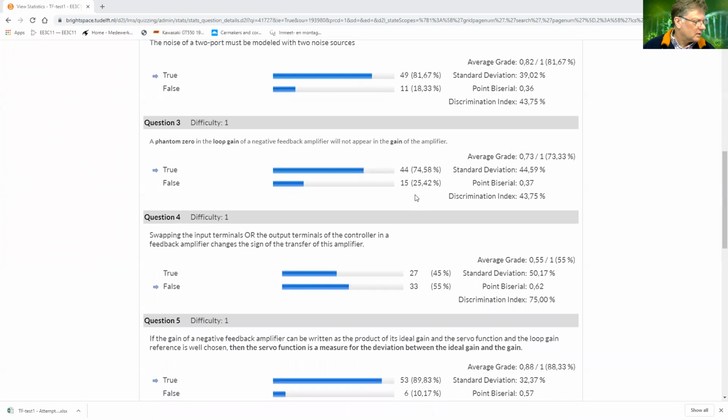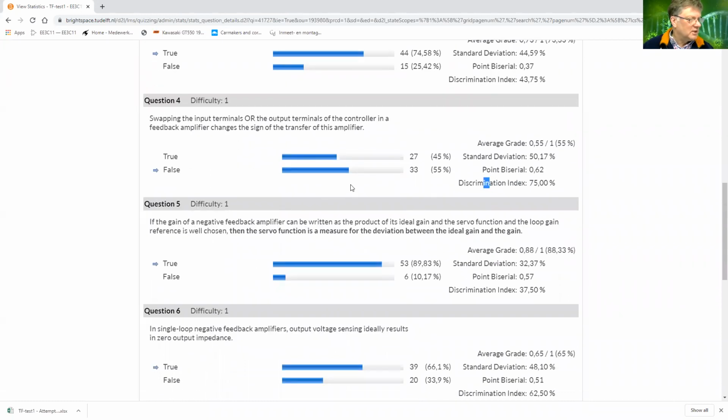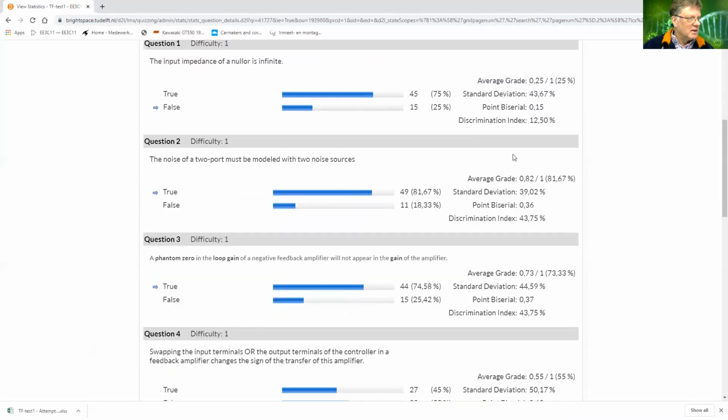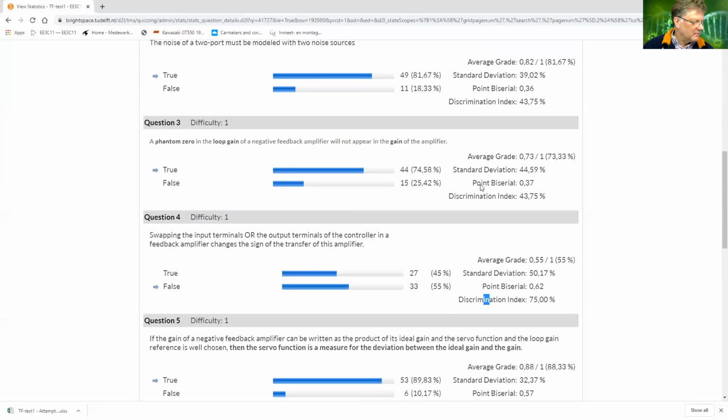Where were we? That one. By the way, if you look at this, this is what we as teachers see. You see here, for example, the bottom one, the discrimination index. That tells us something about how well this exercise discriminates between the better, say the high grade students, and the low grade students. So in principle, this is a question we like as teachers because it separates, whereas when you have a low index, the question doesn't do that very well.